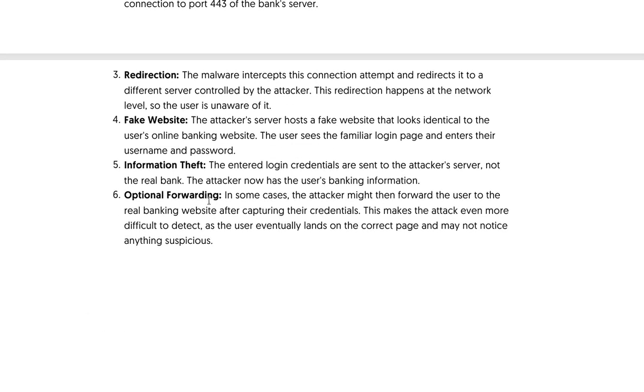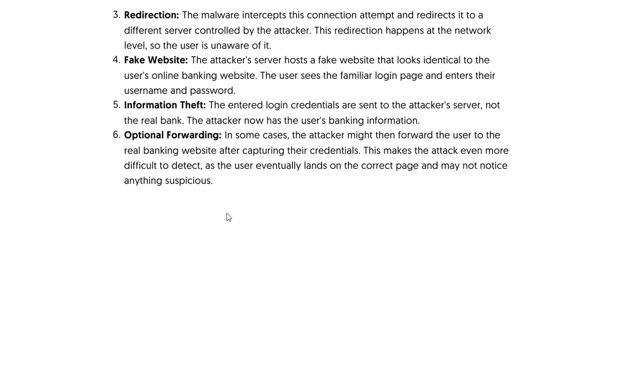Next you have optional forwarding. In some cases the attacker might forward the user to the real banking website after capturing all the credentials. It may be optional. For as much time as he wants to communicate with you, he will stay with you. After that he will reroute you to the normal website where you wanted to have your transactions or communication with the legitimate server. This makes the attack even more difficult to detect, because the landing page is what the victim intended, right? That is how it is difficult to find.